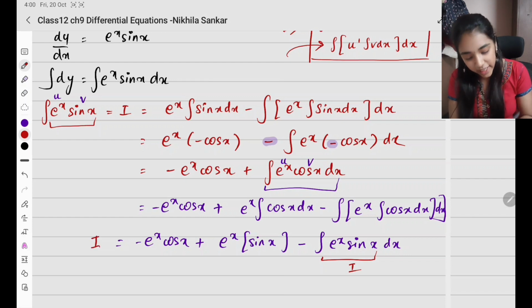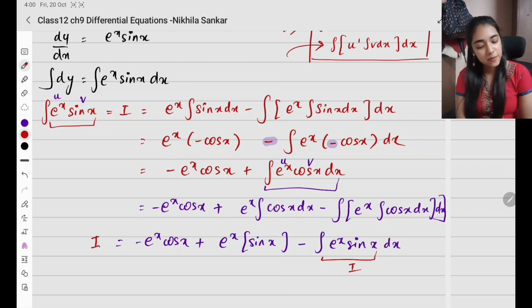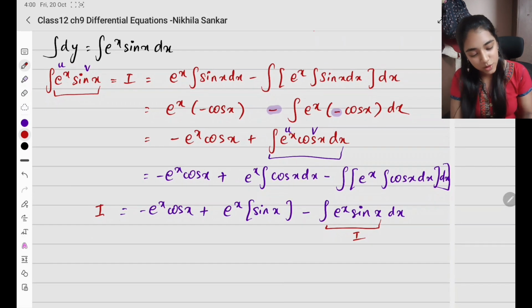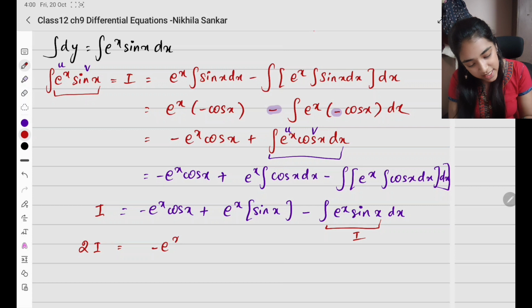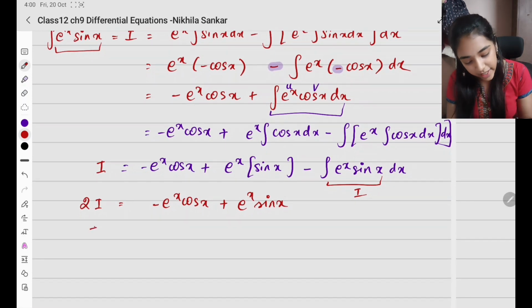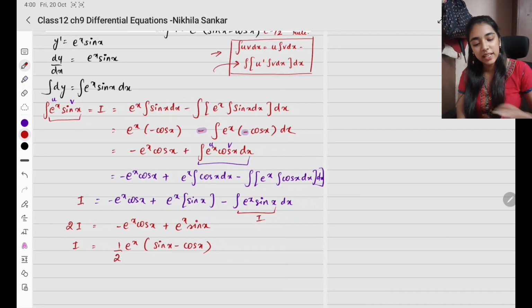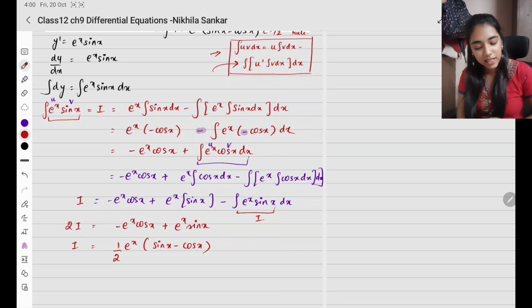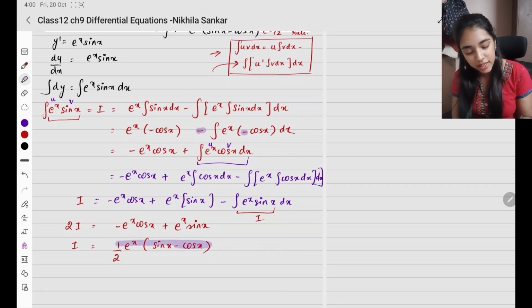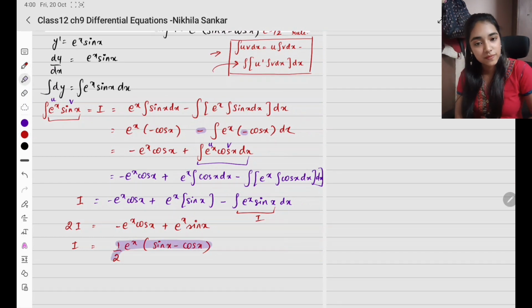Okay, so I have I equals minus e to the x cos x plus e to the x sin x. மறுபடியும் i இருக்கு. So when I take the i to one side, I have 2 times i equals minus e to the x cos x plus e to the x sin x. So I have i equals half e to the x times sin x minus cos x. So basically you have solved the integral. Right hand side la irukra integral solve panna ungalku kedaikka pora solution enna? This is going to be your solution.